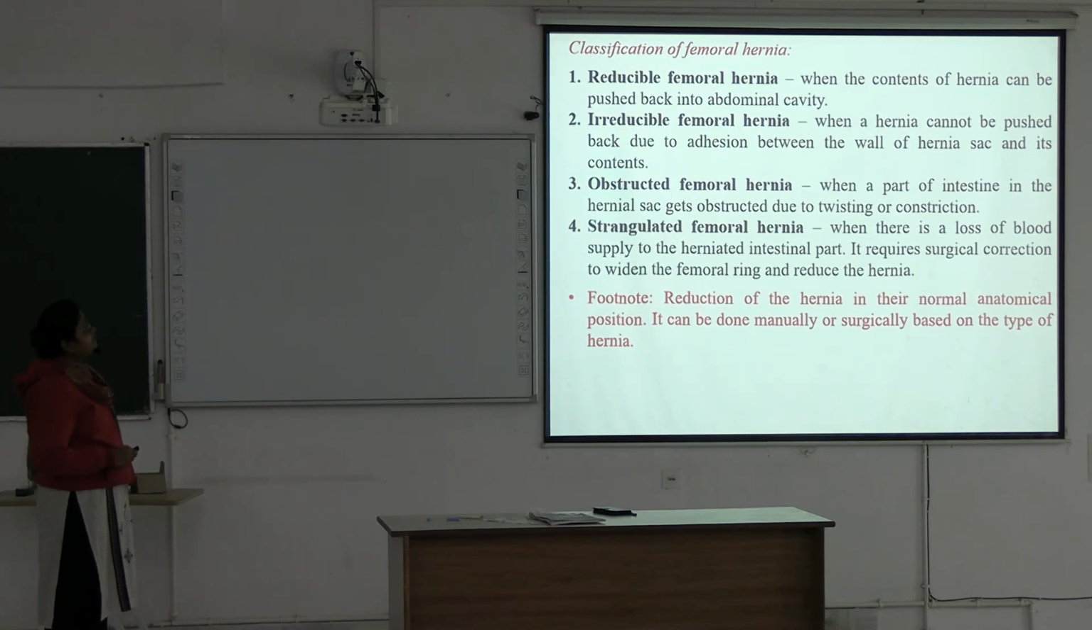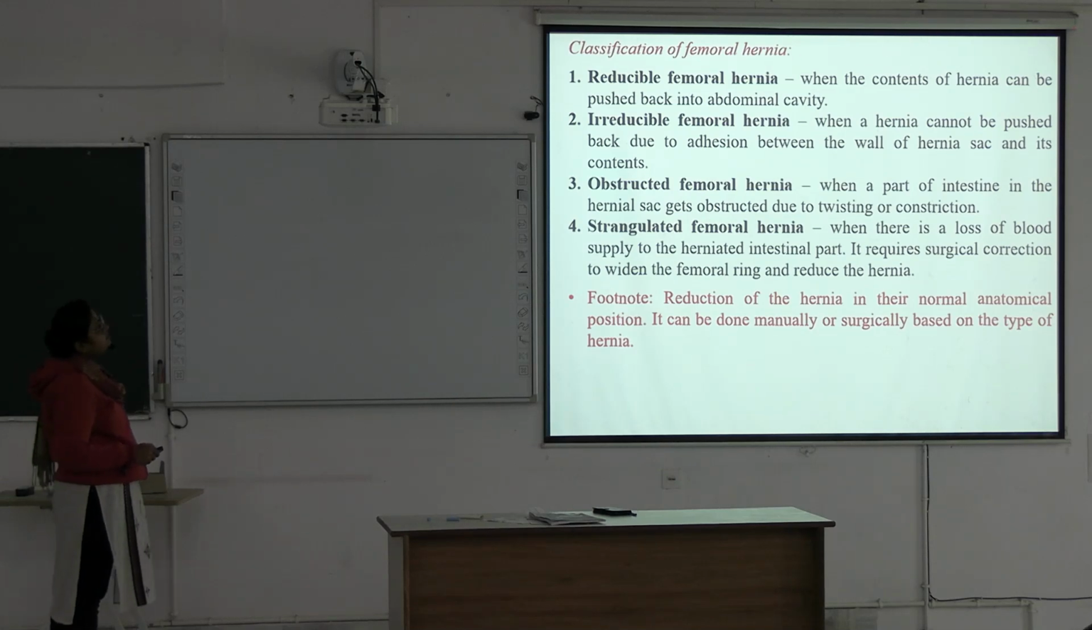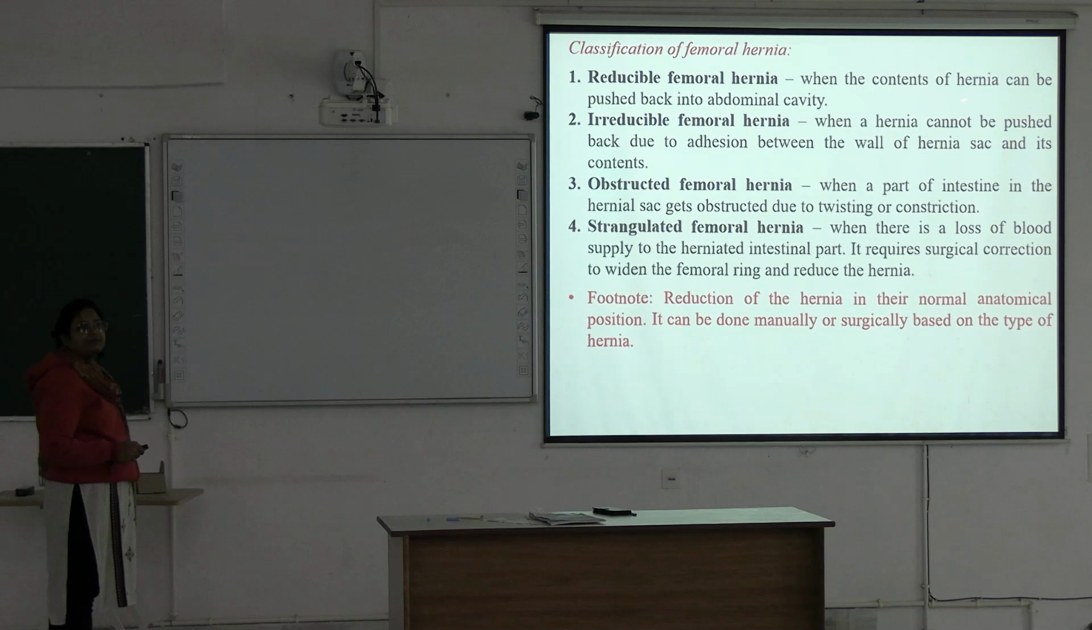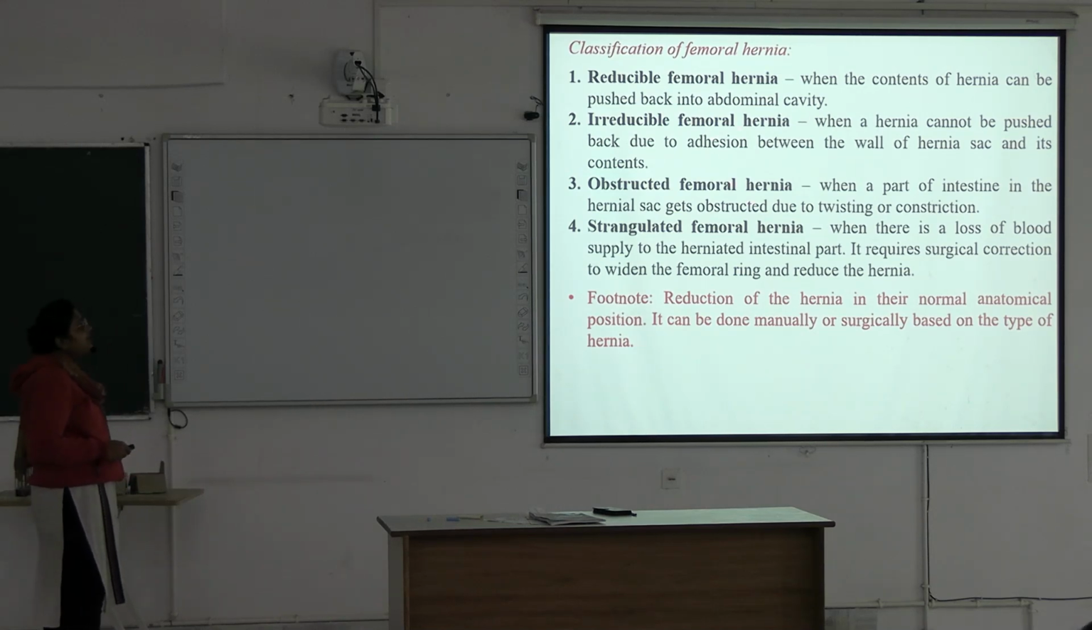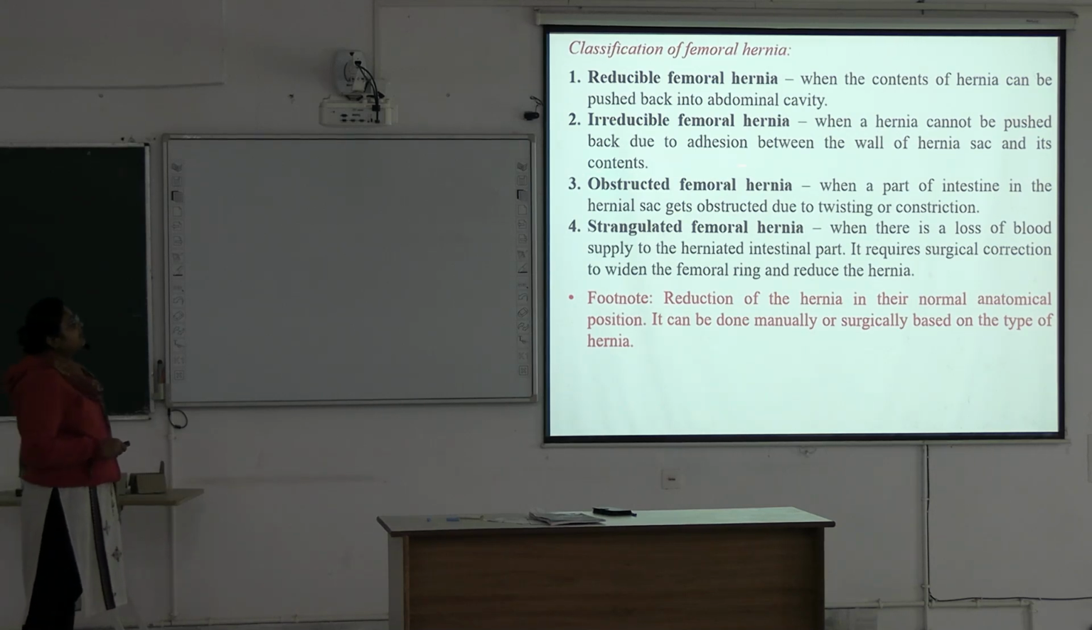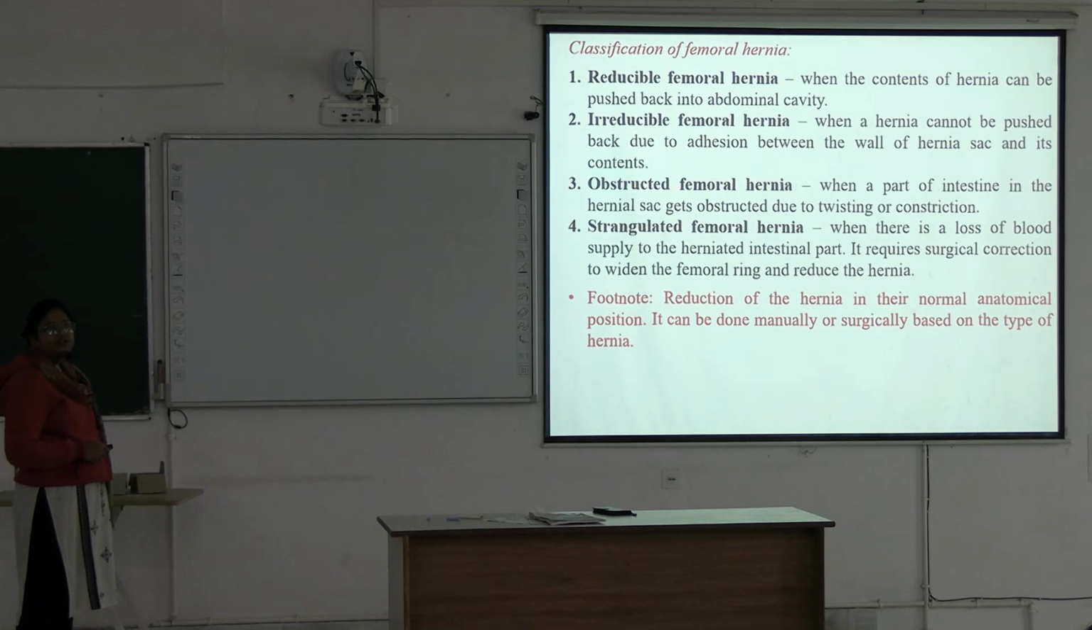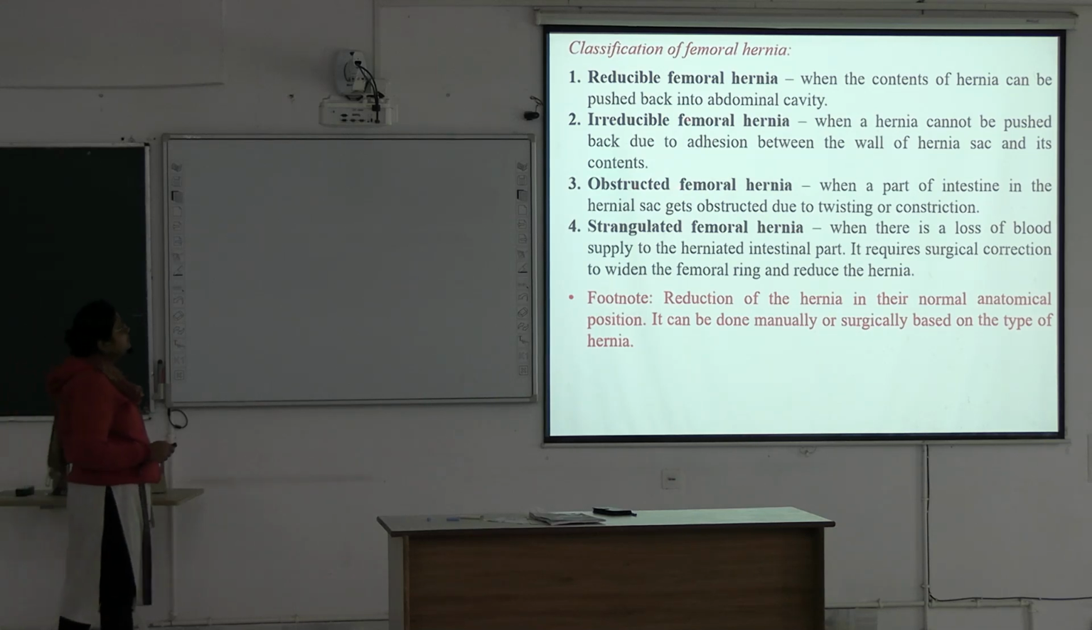These are the 4 types. So, reducible: we will say it is reducible when the content of the hernia can be pushed back into the abdominal cavity. Then irreducible hernia: when a hernia cannot be pushed back due to adhesion between the wall of the hernia sac and its content. So, it cannot be pushed back into the abdominal cavity.